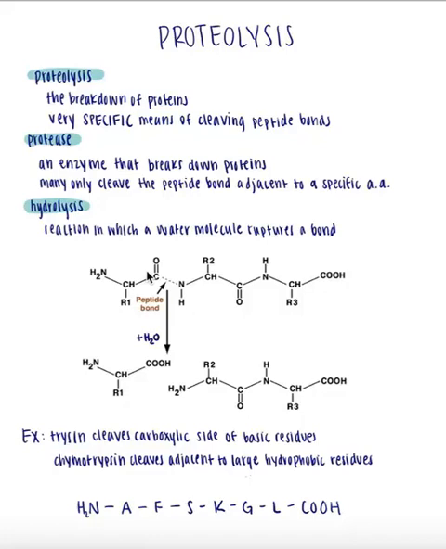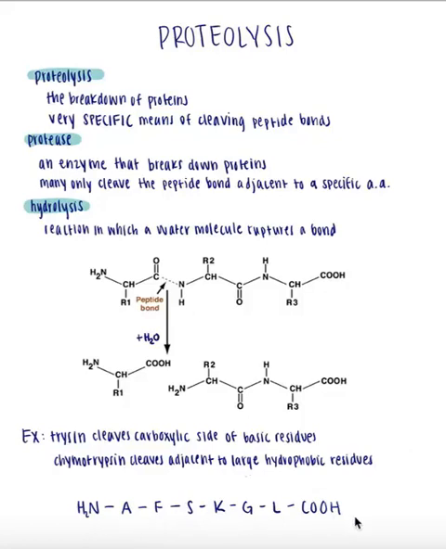The enzymes that actually do this are called proteases, and they are super specific. They are only going to cleave the peptide bond next to certain amino acids. So for example, trypsin is a protease that's going to cleave the carboxylic side of basic residues only. And then we have chymotrypsin, which cleaves next to large hydrophobic residues.